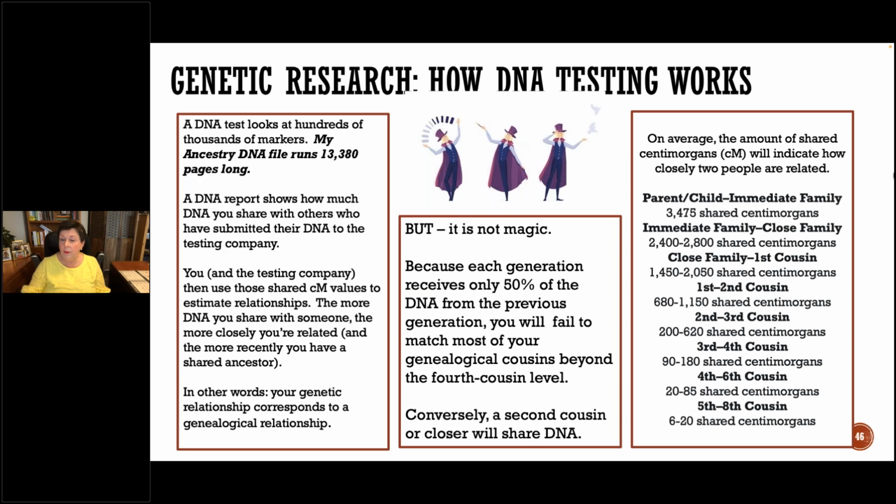On the right-hand side here is a list of generally what certain relationships will share by way of centimorgans. So obviously for a parent and child, on average, it's almost 3,500 shared centimorgans. But if you go all the way down to the bottom, to fifth to eighth cousin, you're only going to be sharing like 6 to 20. So you can imagine if you get down to the ninth, 10th, 11th, and 12th, it just becomes so diluted that you're not going to share any centimorgans of DNA with a cousin. It could be like a 10th cousin five times removed, but it's just not going to show up. That's why theoretically your genealogical tree can include everybody, but your genetic tree cannot.